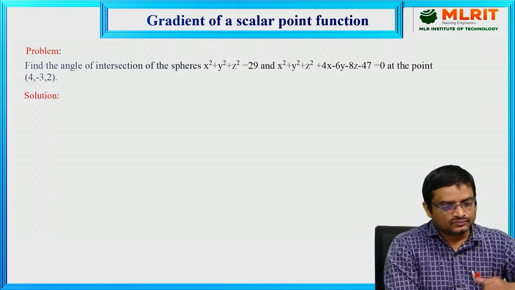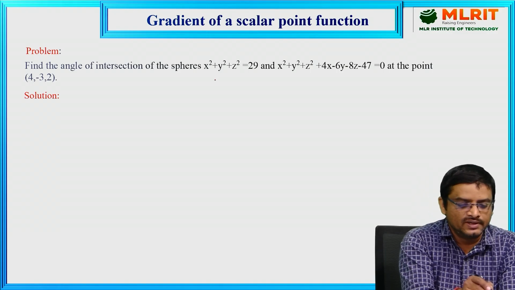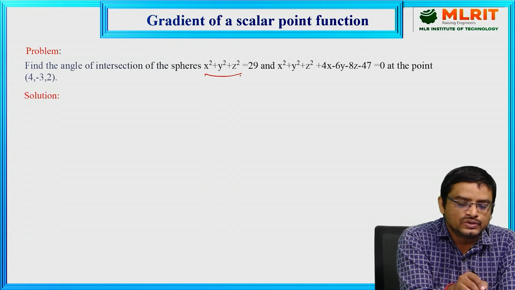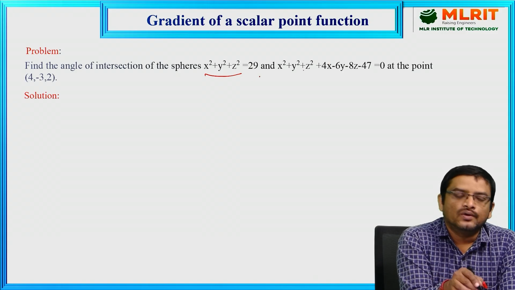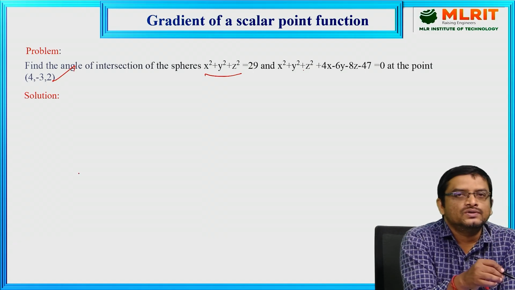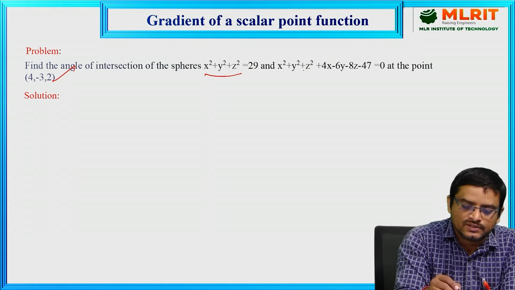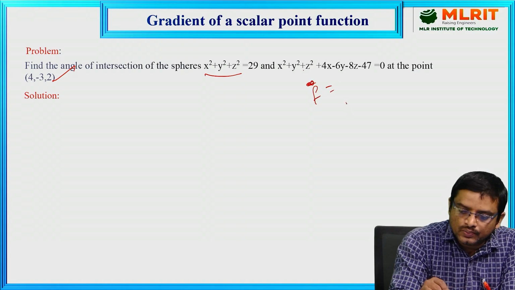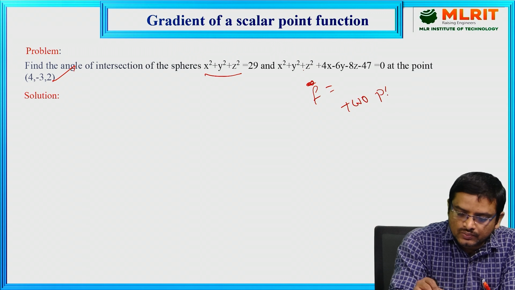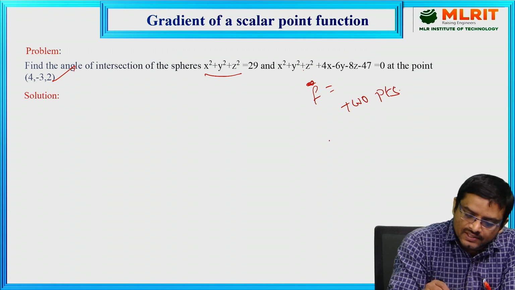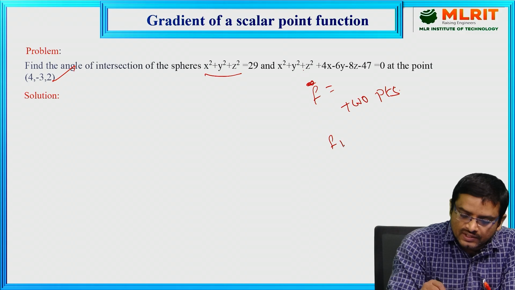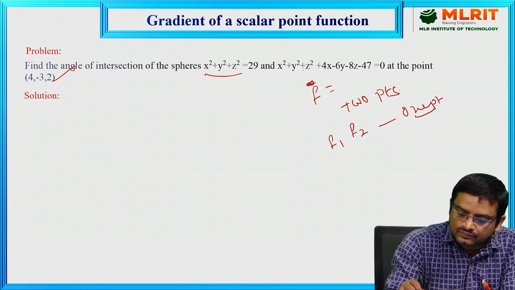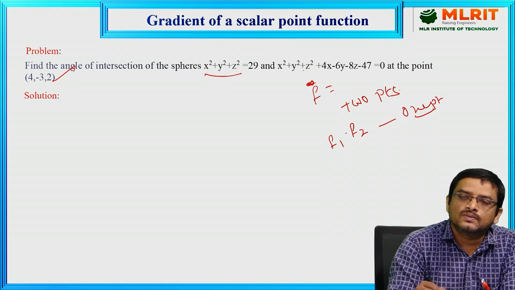So next, in the previous problem he has given a single surface with 2 points. Now in this problem he has given two surfaces with a single point. If you observe the difference between the previous problem and this problem: he gave only one scalar point function with 2 points, but in this problem he has given two surfaces, f1 and f2, and only 1 point here. That is the difference between the previous problem and this problem.